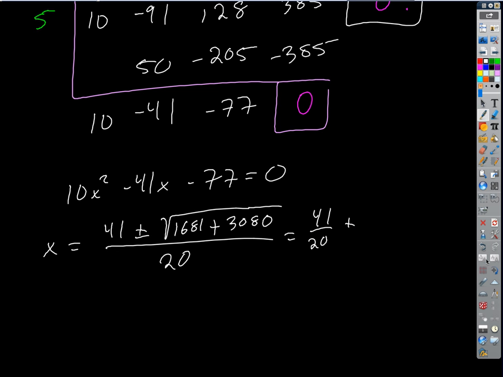Or actually, we'll just do it this way. 41 plus or minus the square root of, what's that big thing? It should be positive, right? Because we're doing 4 times 10 times negative 77, which makes it positive. Oh, yeah. 4,761. Okay, what is the square root of 4,761? Hold on, I gotta unlock my phone for this. 23. Oh, what do you know?